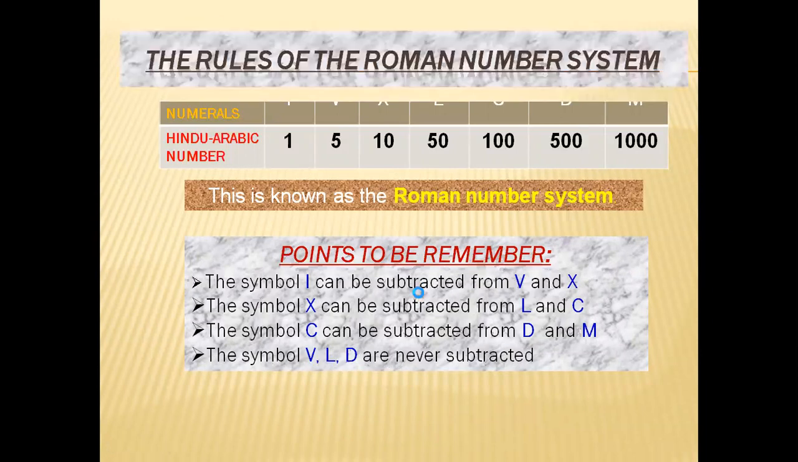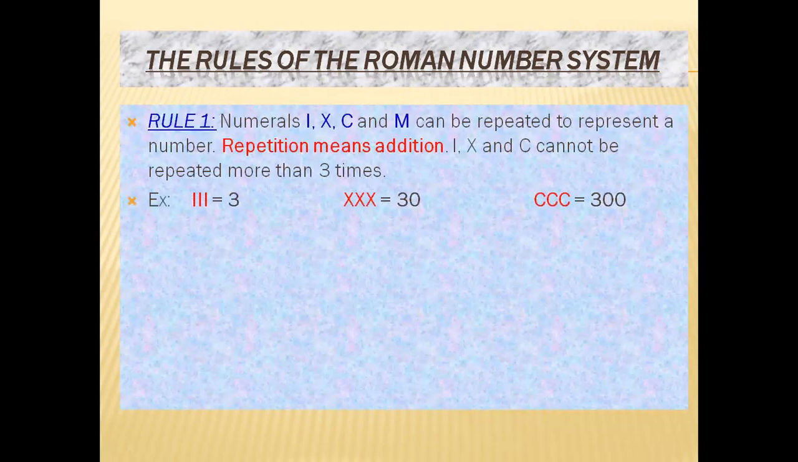And then some rules are there. See, the rules of the Roman number system. First one: numerals I, X, C and M can be repeated to represent a number. Repetition means addition. I, X and C cannot be repeated more than 3 times. They can be repeated up to 3 times.